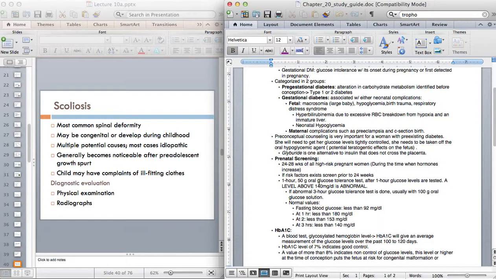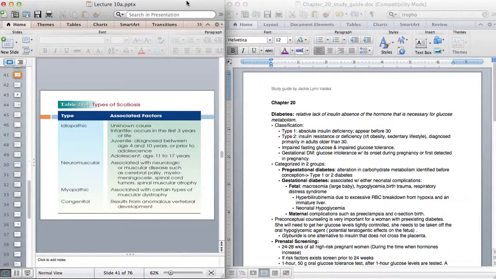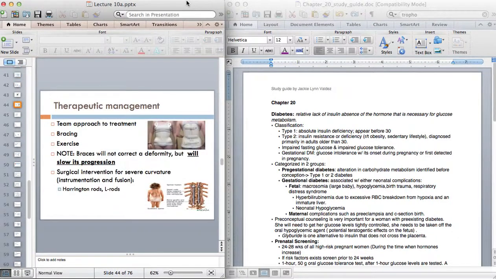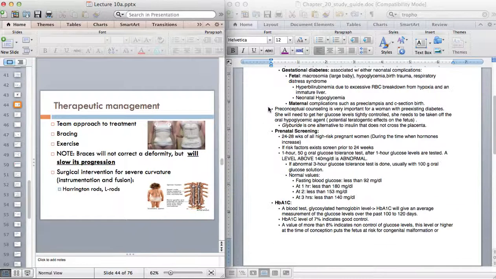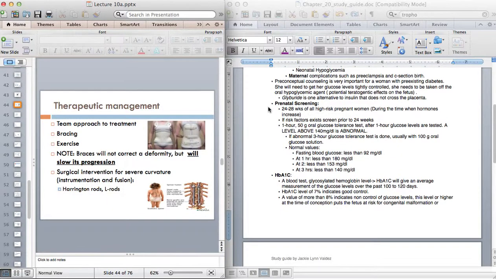So, how do we manage it? Well, the management is a team approach. We use braces, exercise, and surgery, depending on the severity. For very mild curvature, and this will be curvature up to 10 to 20 degrees, it will be very mild.